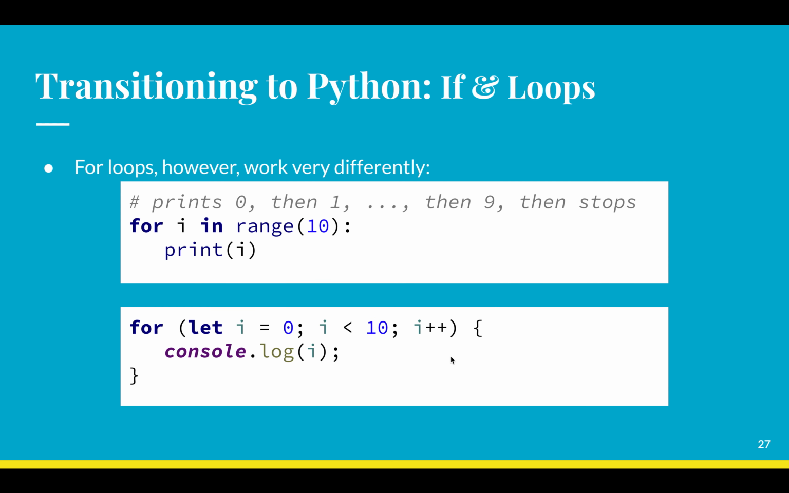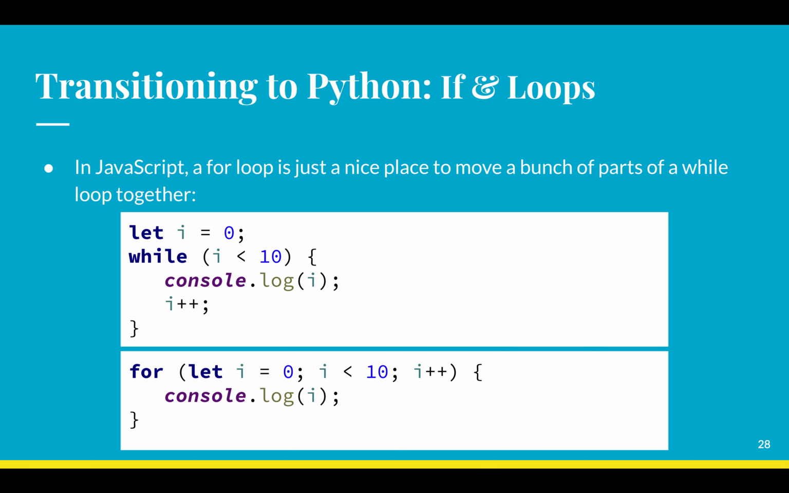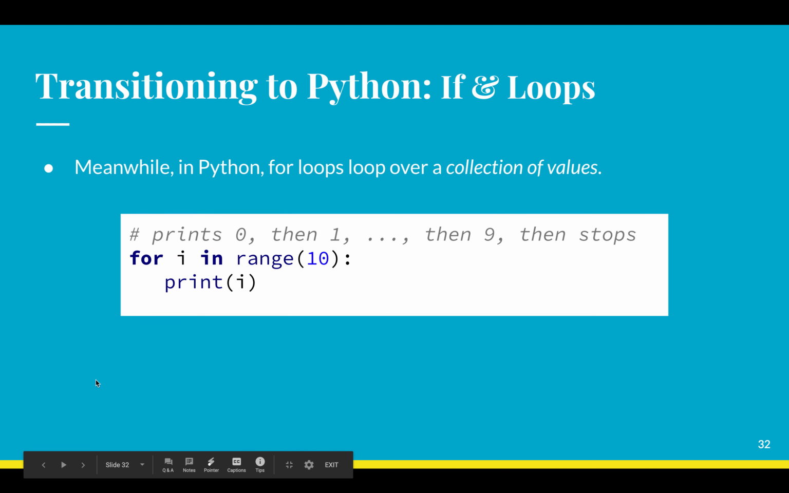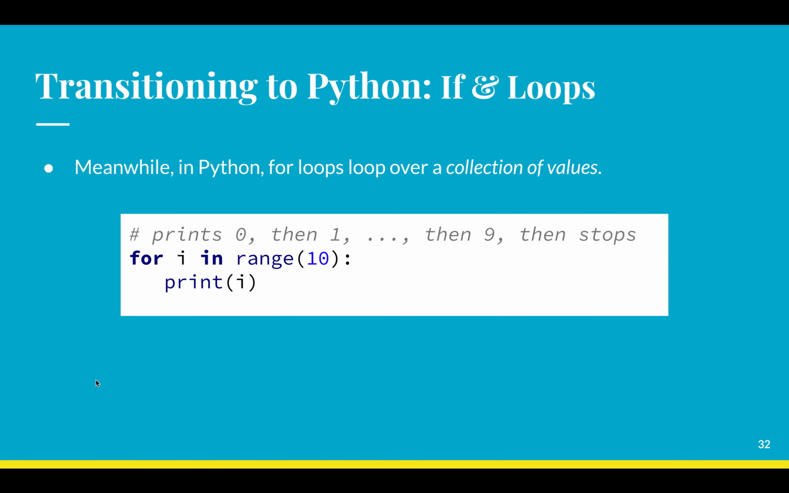For loops, however, are very different. So let's actually first talk about JavaScript for loops. In JavaScript, you have these three components of a for loop. This is the initialization step, this is the condition check, and this is the increment step, or the step more broadly. And that's how the while loop and the for loop work. They're exactly equivalent to one another. In Python, a for loop will loop over a collection of values. In other words, if you have a list or some kind of what's called an iterable, something that you can iterate over, then that's how for loops work in Python.